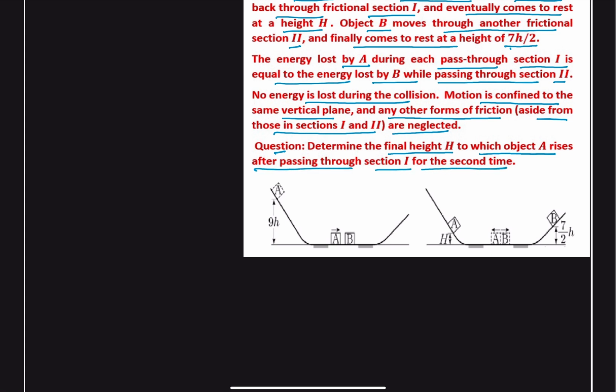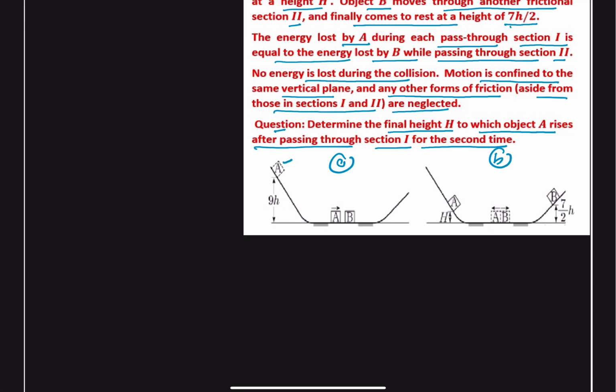So these are the two figures. This is our figure A and this is our figure B. Object A is placed at a height of nh and it slides down and passes through the frictional section 1. So this is the only frictional part, the entire rest is frictionless. This is called section 1. Similarly, this is B, which is initially at rest, and for B, this is our section 2, which only has the friction part. So this is our section 1 and this is our section 2.